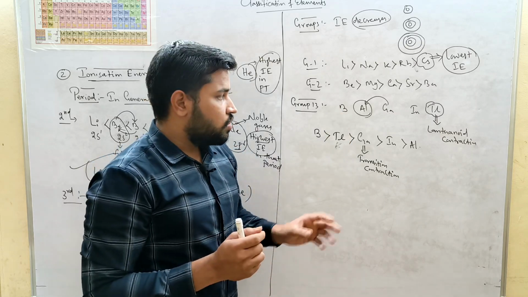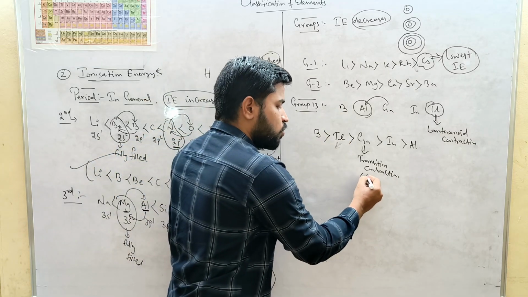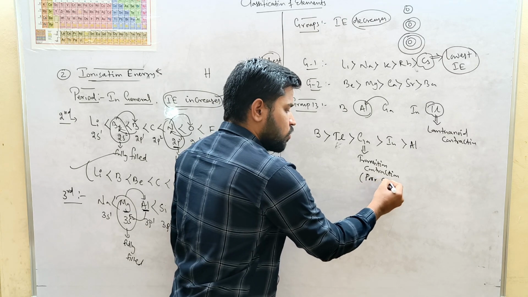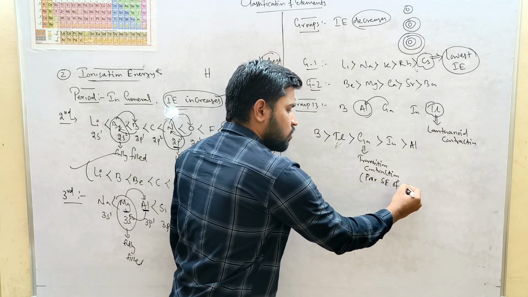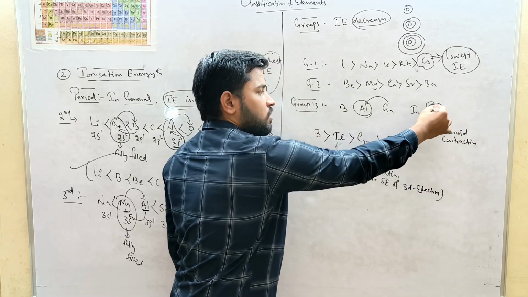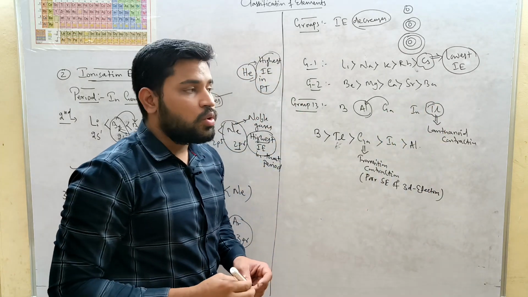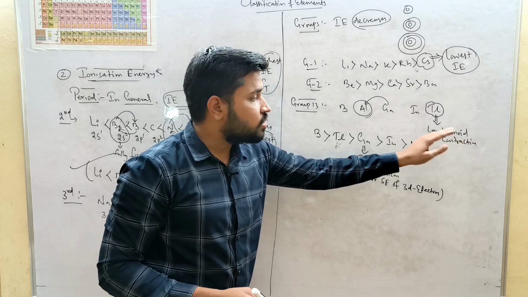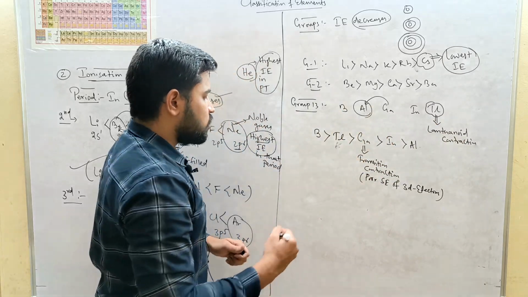Transition contraction is due to the poor screening effect of 3d electrons, while lanthanoid contraction is because of the poor screening effect of 4f electrons. So due to this reason, group 13 will show this trend.